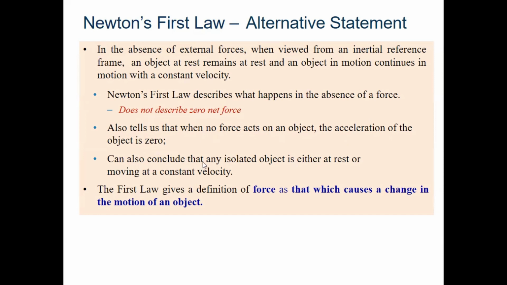We can also conclude that an isolated object is either at rest or moving at a constant velocity without any hindrance. The first law actually gives us the definition of force. That is, it causes the change in the motion of the object, or it causes the change in the state of the object. If it was at rest, it will remain at rest if there is no force. If it is at uniform and constant velocity, it will remain so without any force.